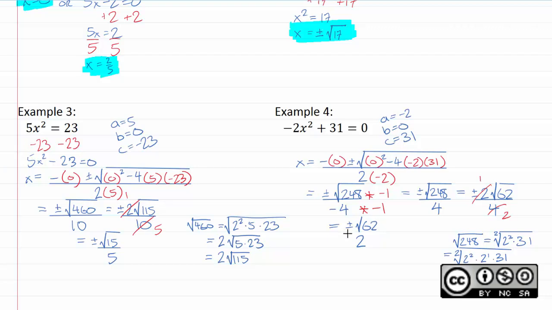So remember, sometimes you do have to simplify roots on the inside. If you see any square factors of whatever your root is, you do have to simplify. A lot of the time you get lucky and it'll come out to actually be a square number, but sometimes you don't, and in those cases you are going to have to try to simplify as best you can.